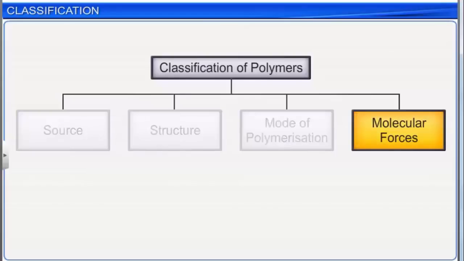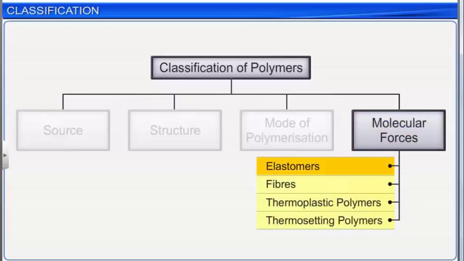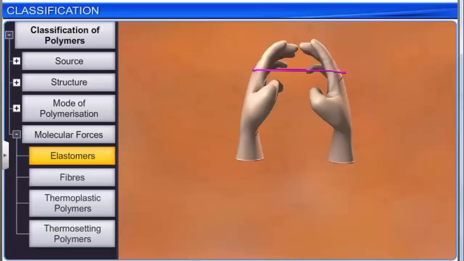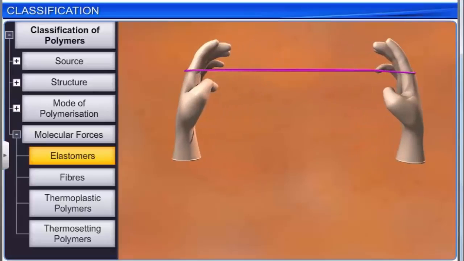Based on the molecular forces present in them, polymers are classified into 4 types: elastomers, fibers, thermoplastic polymers, and thermosetting polymers. Let us study them one by one and see how their molecular forces affect their physical properties. Elastomers are rubber-like solids with elastic properties. An elastomer can be stretched to many times its original length. It snaps back to its original length when the external force is released.